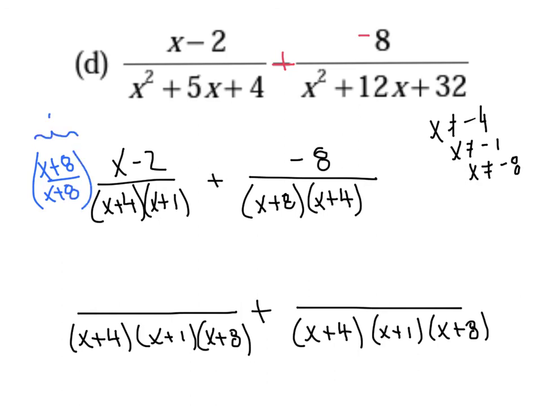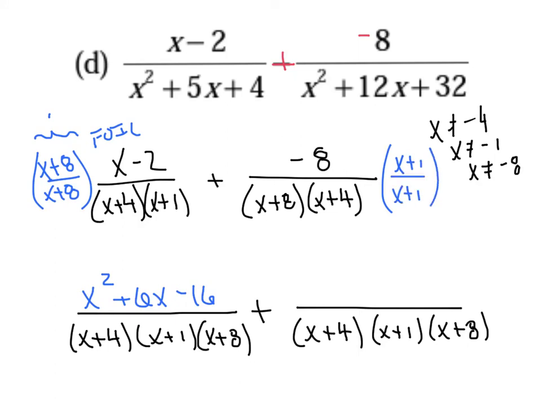I want you to really understand that. We are going to FOIL these two binomials, and we're going to end up with x squared plus 6x minus 16. And the second rascal here, what's he missing? Looks like he's missing the x plus 1. So I'm going to multiply top and bottom by that, distribute the negative 8, and we get this.